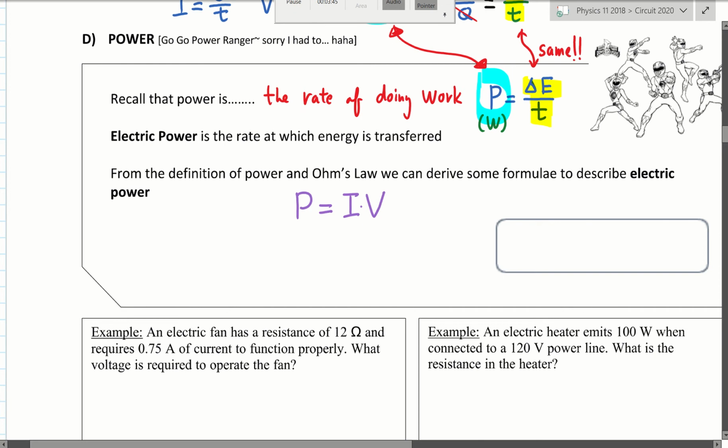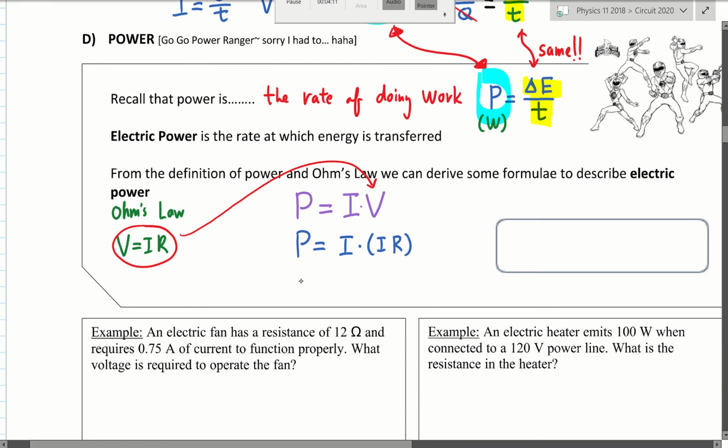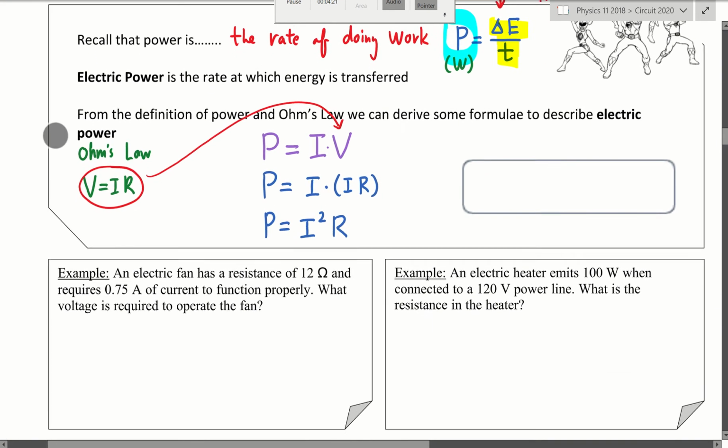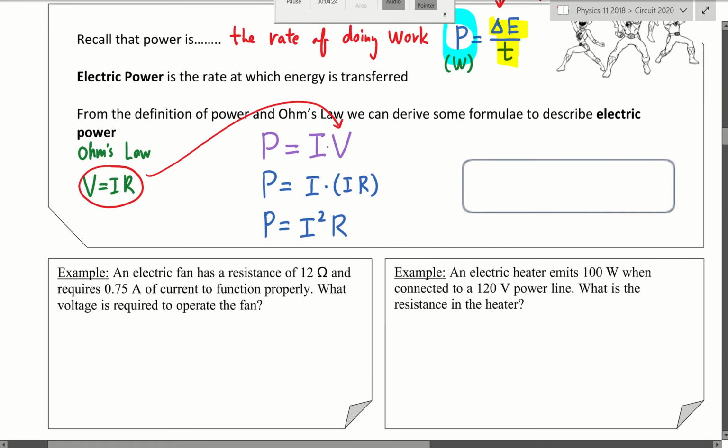But we also have Ohm's law, the famous V equals IR. What happens if you take Ohm's law and replace the V in this equation? Then power becomes I times IR. So I multiplied by I is I squared. So power equals I squared R. So to calculate the power rating of a machine or device, you can do it with this method, which is the current times the voltage across that device.